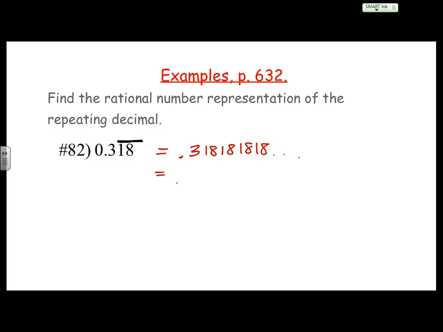Instead, why don't we think about this as 0.3 plus 18 over, question, what decimal place is 18 in? 1,000. What decimal place is the next 18 in? Wouldn't it be 2 places over? 100,000. Right? So it'd be 2 decimal places.